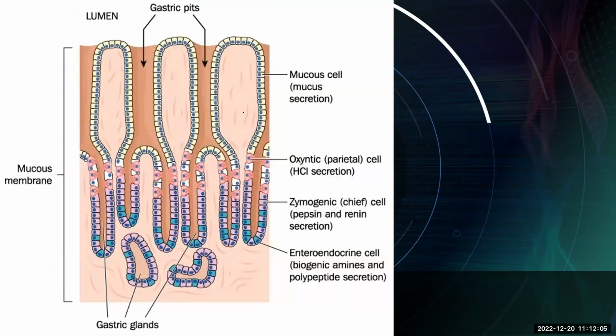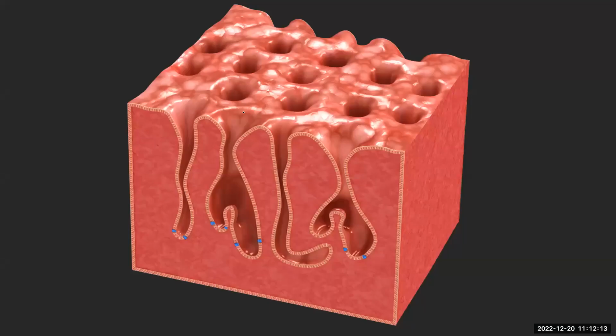So if you look from another angle, again it's like this, and if you look at the 3D shape, now you can see nicely these pits, they're like holes, but if you look at a cross section, now the pits go down to make these glands.